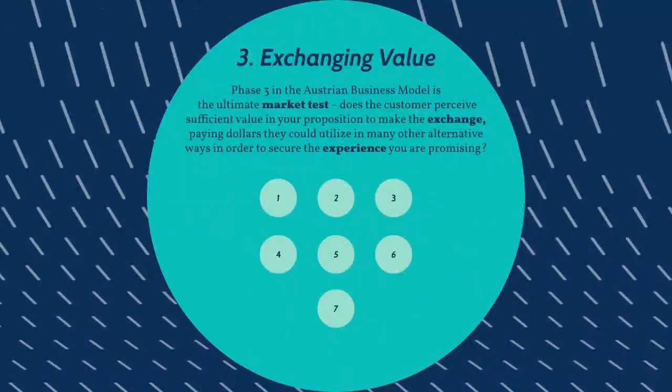Phase 3 in the Austrian business model is the ultimate market test. Does the customer perceive sufficient value in your proposition to make the exchange, paying dollars that they could utilize in many alternative ways, in order to secure the experience you're promising?